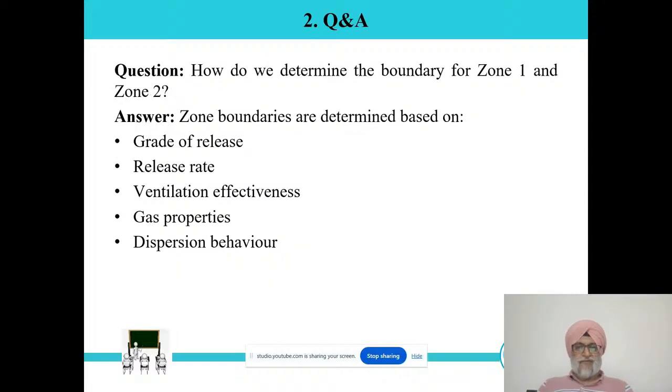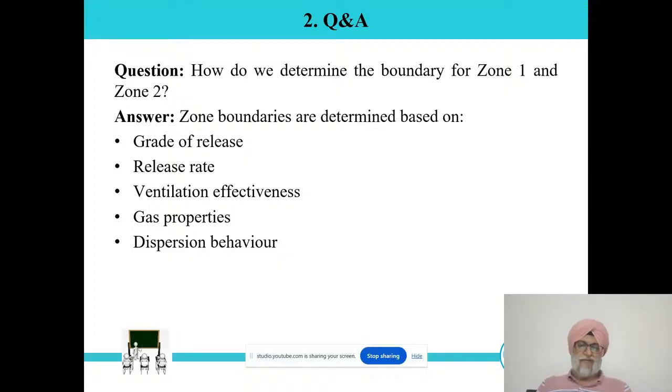Now, question number 2. How do we determine the boundary for zone 1 and zone 2? There are basic calculations for determining the boundary of zone 1 and zone 2. But in general, we can summarize that zone boundaries are determined based on the grade of release and the release rate that we calculate, which was explained in this workshop also.